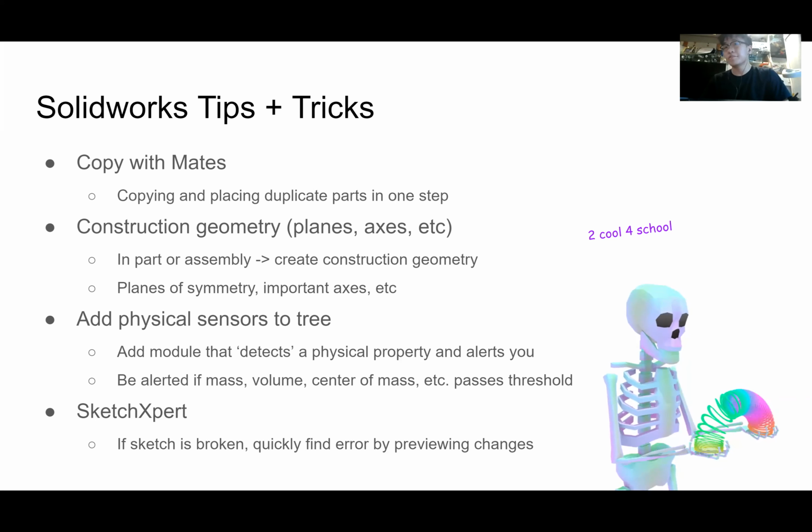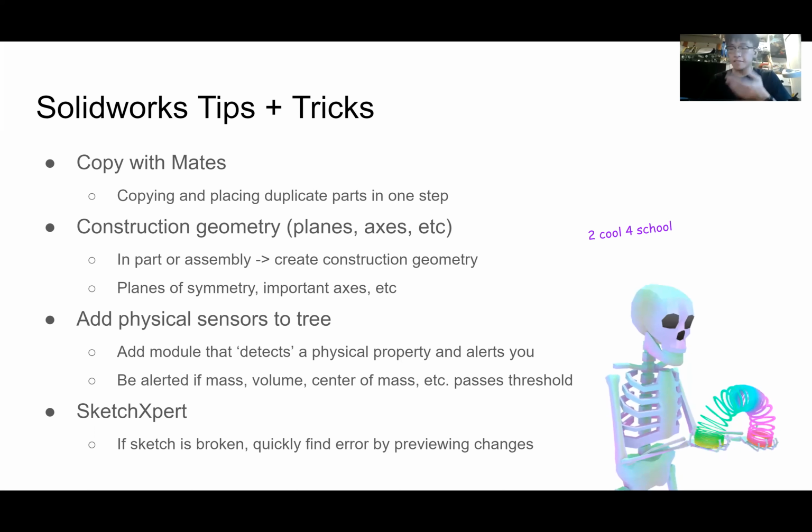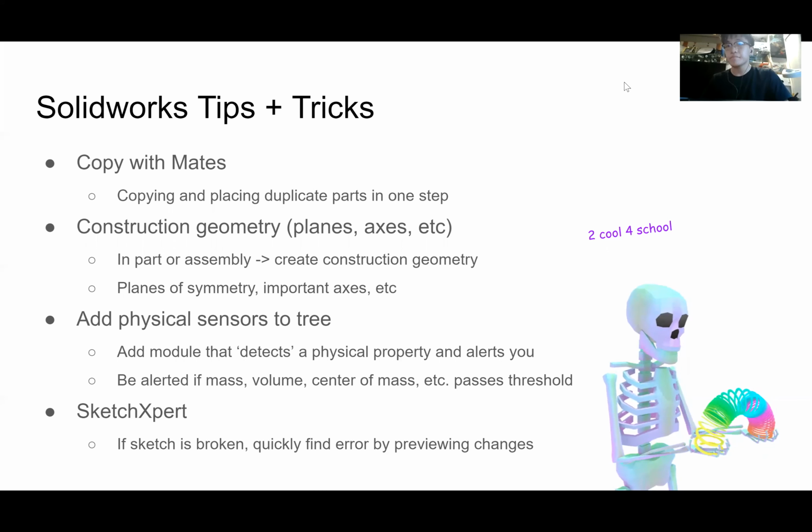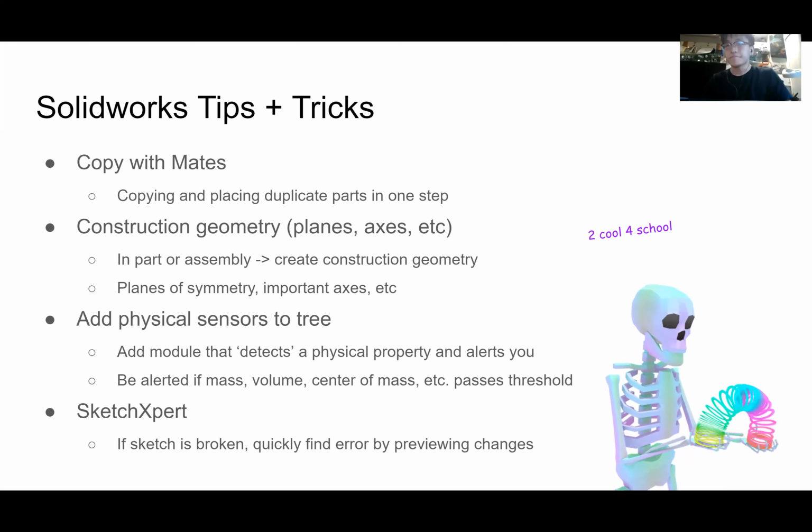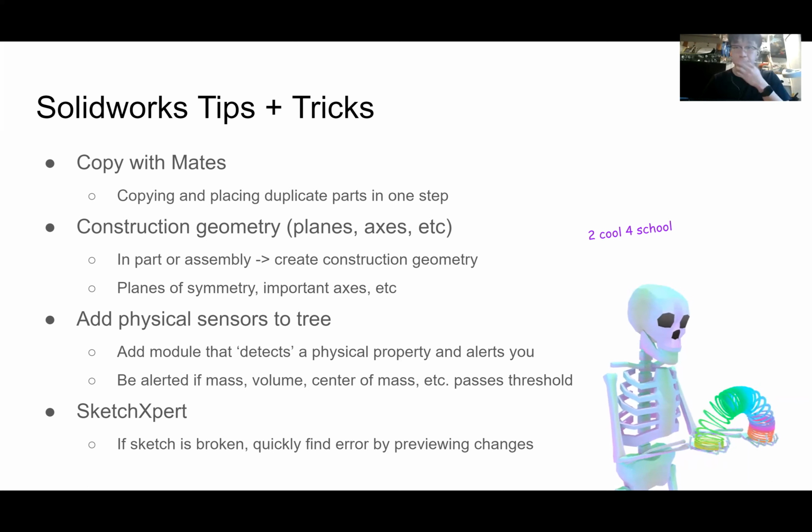Construction geometry is very helpful. You could define planes and axes to a part so that you could mate it differently. In a part or assembly, in the feature tree, you could create construction geometry through a little tab. Things like planes of symmetry or important axes.